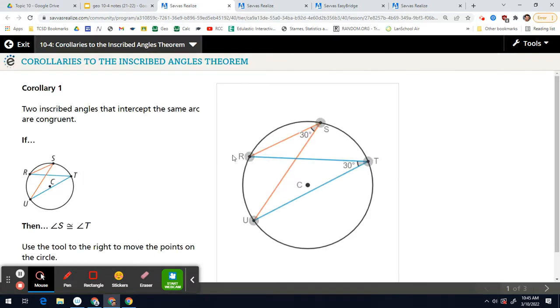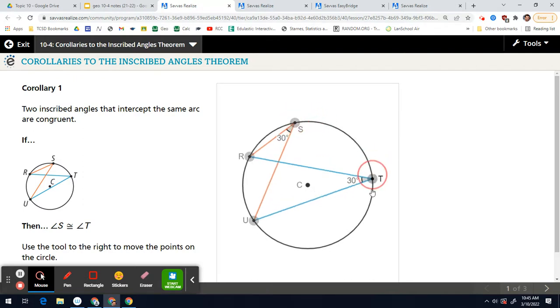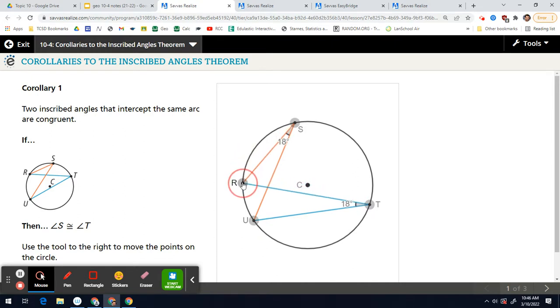All right, so it doesn't give us the measure of this arc, but notice that the two angles are the same, and no matter where I move S2 or T2, they're still intercepting arc RU. If I move RU, notice that this would now be a 40-degree arc. They're now both 20.